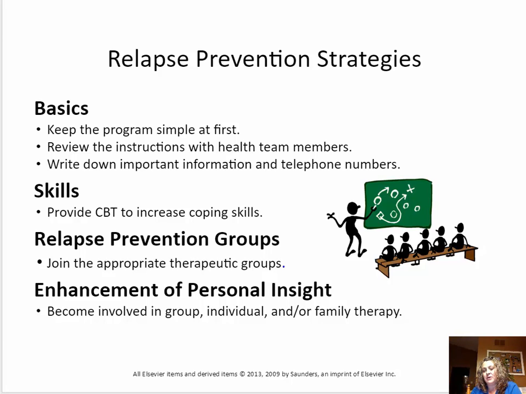Skills: cognitive behavioral therapy can help the patient improve their coping skills. Maybe they can learn new coping skills or learn which ones are bad so that when they start to use those coping skills, such as defensiveness or rationalization or something like that, they can catch it and put into place a new coping skill. There are also relapse prevention groups that provide a social support system as well.